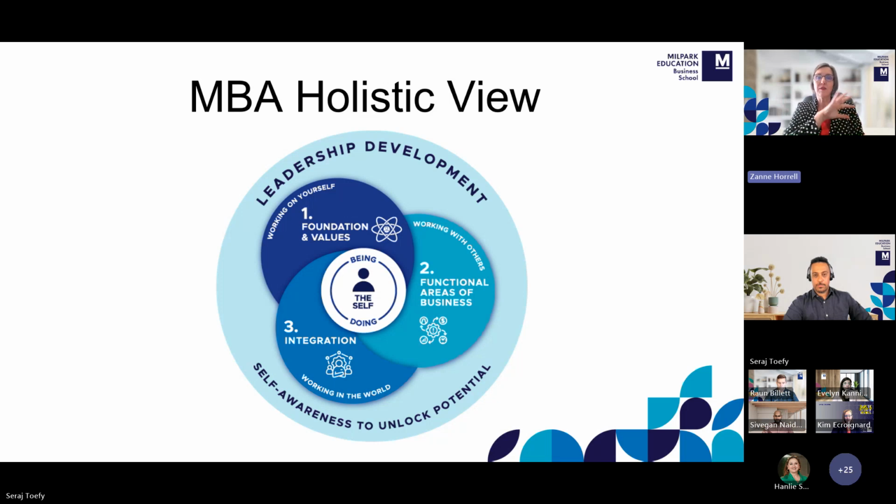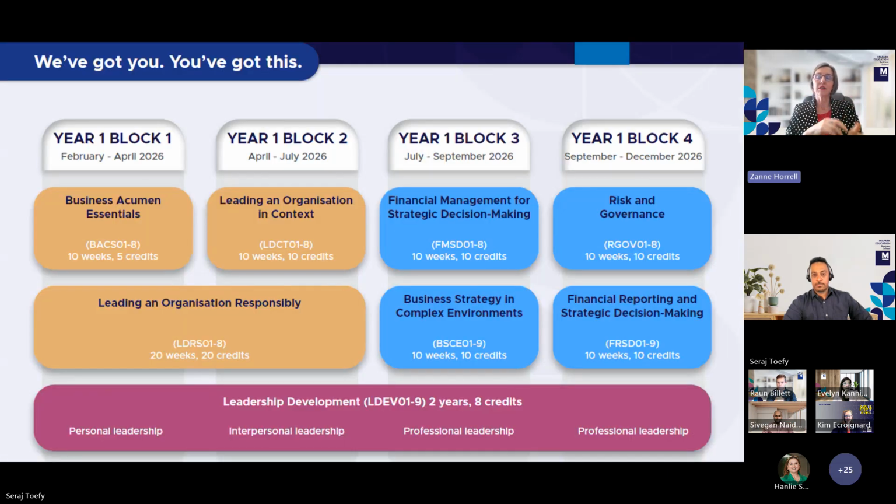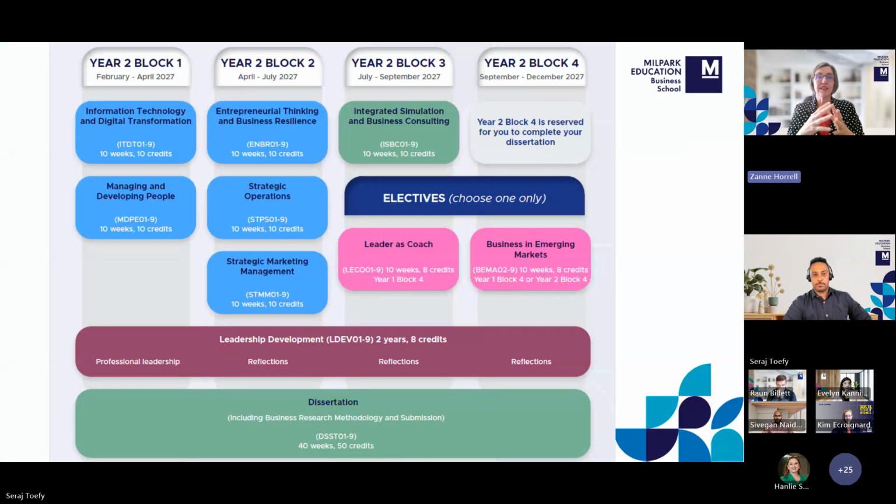And then once you've completed the functional areas of business, you go into integration, and there's an integration module that has an element of consulting and assimilation. That's the second year of the MBA. And then, of course, the dissertation, the big research assignment, because this is an academic qualification and you have to demonstrate that you have the academic ability to express yourself in a coherent manner.